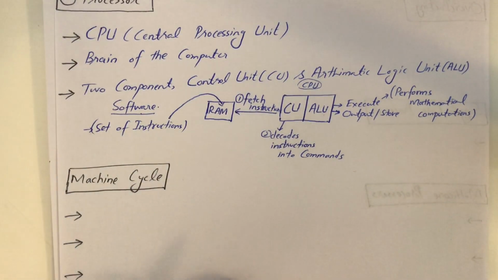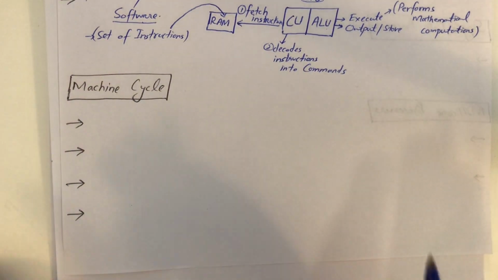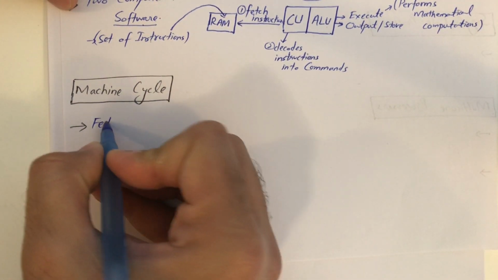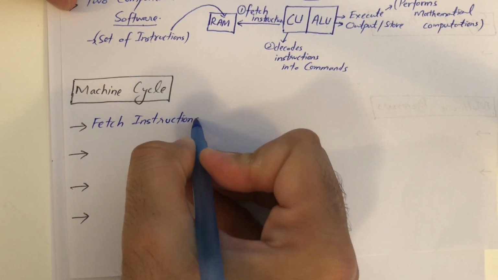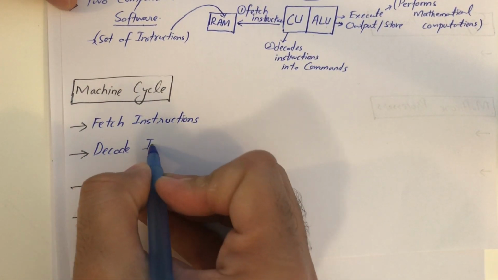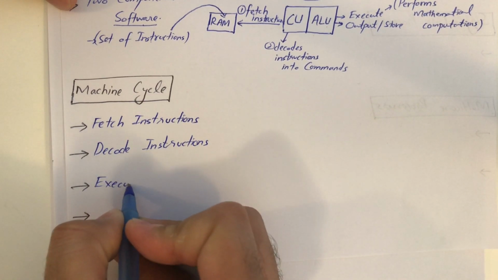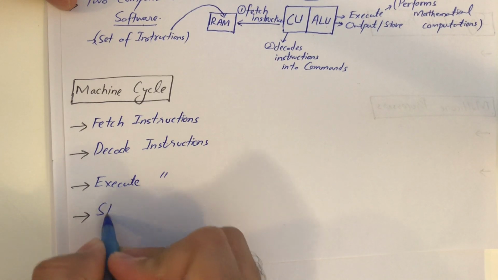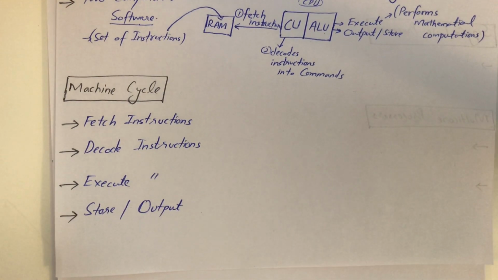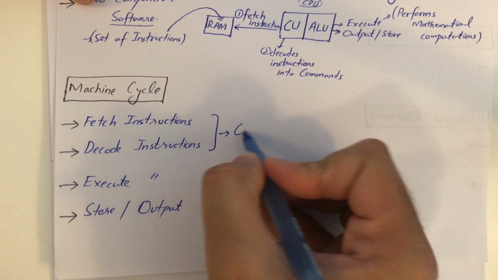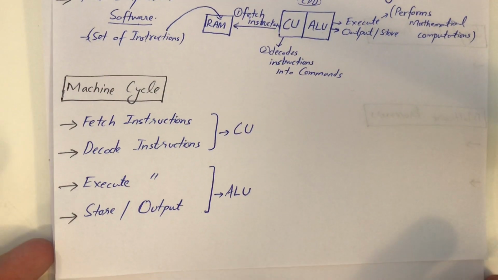So let's move on to machine cycle, because if you understood this particular figure, you can easily understand machine cycle. Machine cycle is how basically a CPU works. So four main steps. The first step is fetch instruction. CPU fetches instructions from RAM. After fetching instruction, it decodes instructions. After decoding instruction, it executes instructions, and then lastly stores or gives output. These four steps, please remember in a sequence, because that's very important from quiz point of view. The first two steps are performed by control unit. The last two steps are performed by ALU. So these four steps are called machine cycle, like the working of CPU.